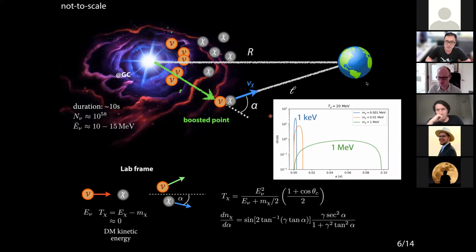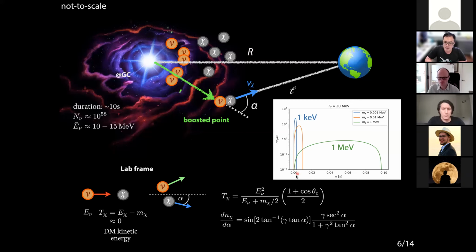Here I want to use this figure to show you how the angular distribution of this alpha depends on the dark matter mass and the kinetic energy. For this 1 keV case, after the scattering, dark matter is relativistic. So for this relativistic case, the distribution of the scattering angle alpha is much narrower, which means that the dark matter will move along a direction that is very, very close to the original direction of the supernova neutrino.